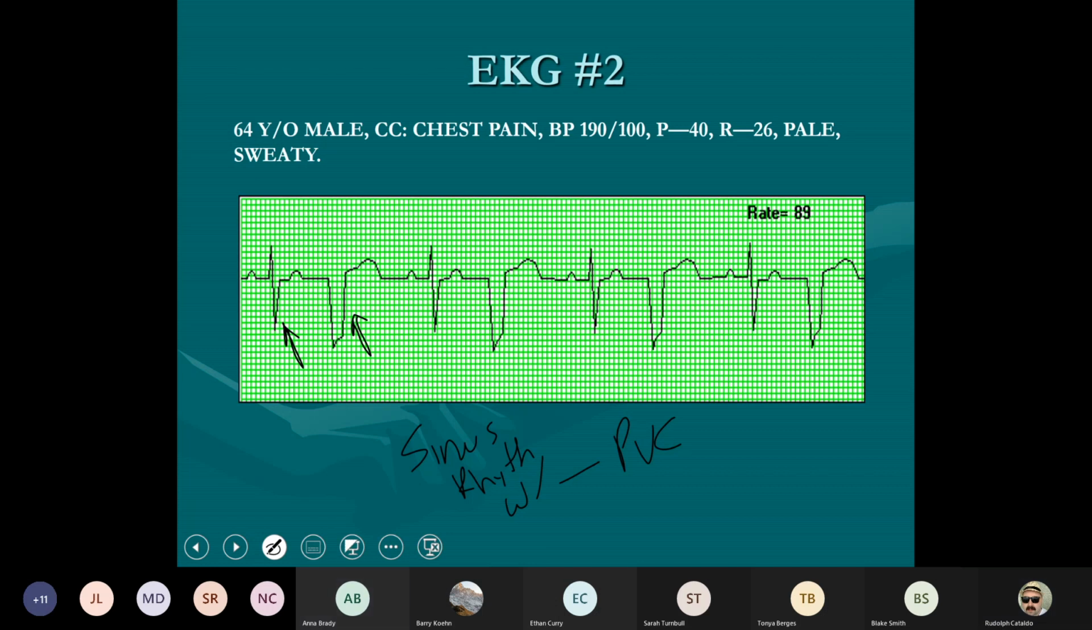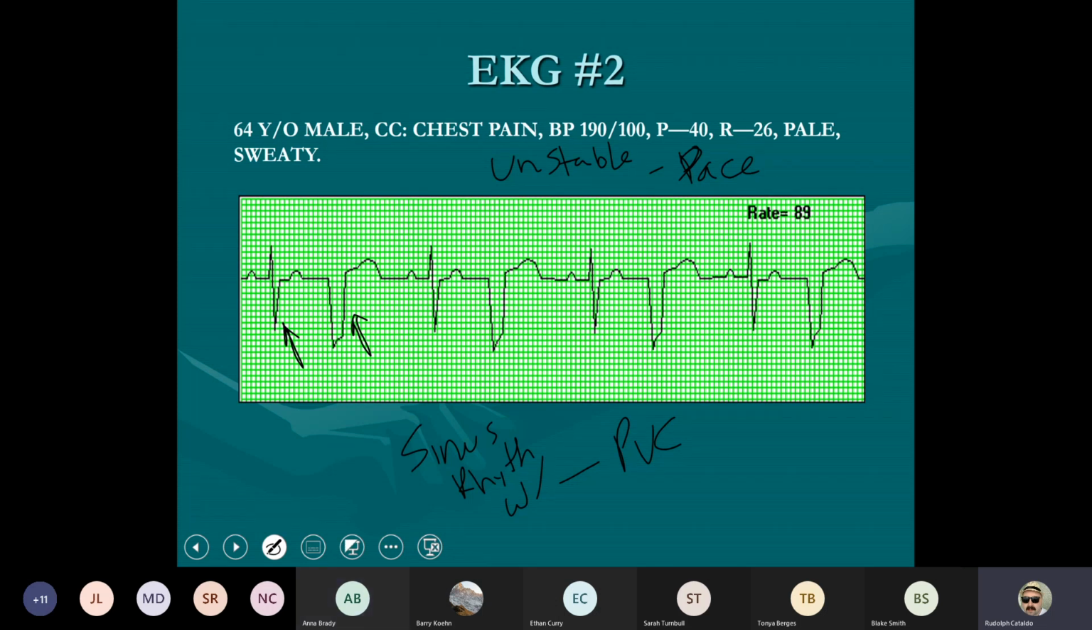Pale, sweaty, so unstable. Okay. How are we treating him? Because he's unstable, we would pace. No, not pace, cardiovert. Otherwise, I'd give atropine. You had it right the first time. Right. We pace for slow rhythms, but cardiovert fast. Or you could give him atropine if you considered that.